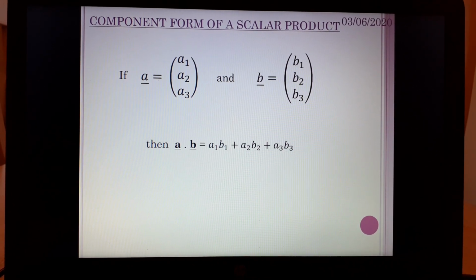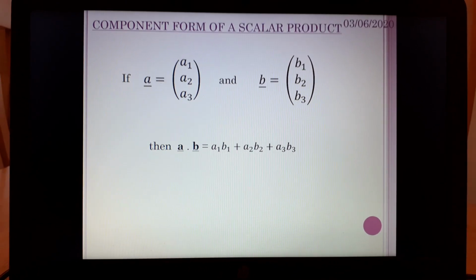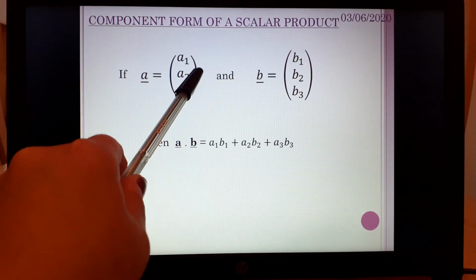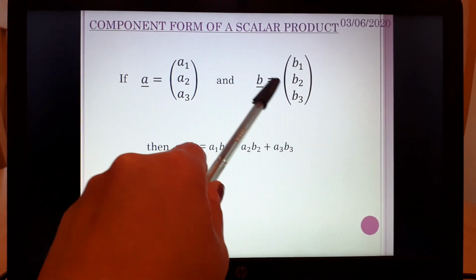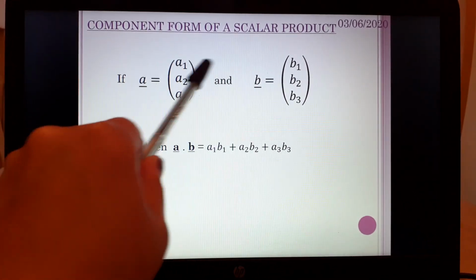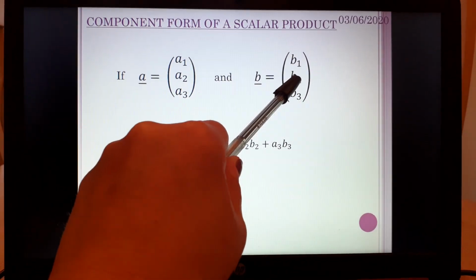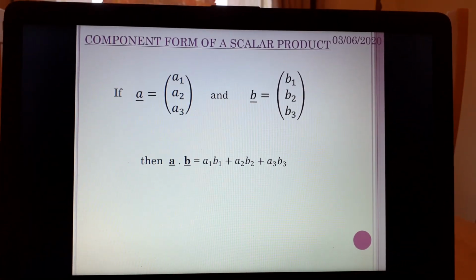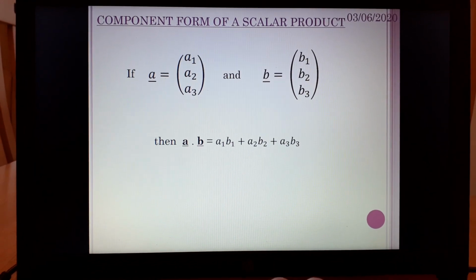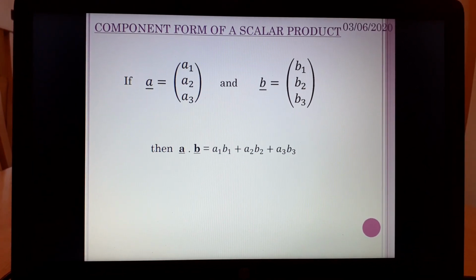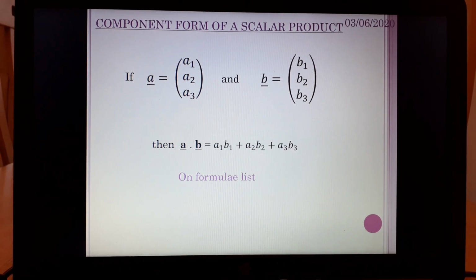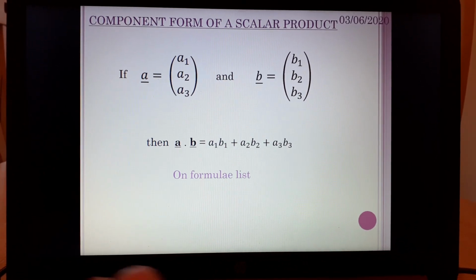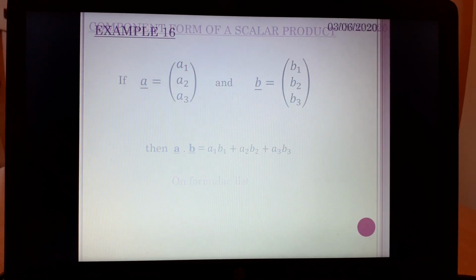Now you do that by multiplying each component one part at a time. So we're multiplying A1 times B1, the two top numbers, plus A2 times B2, the two middle numbers, plus A3 times B3. Okay, and that gives you that. And this is a very simple thing to do. So it's another version of being able to find the scalar product, depending on the information you've been given. And that's another thing that's on the formula list. You will see that also on the formula list. So both versions of the A dot B, the scalar product, are given on the formula list.